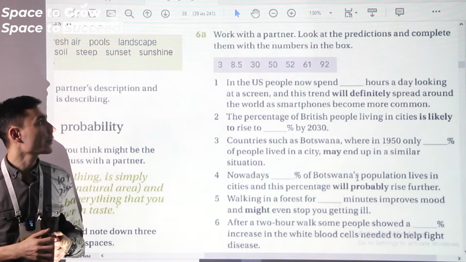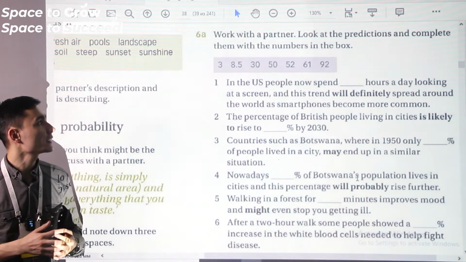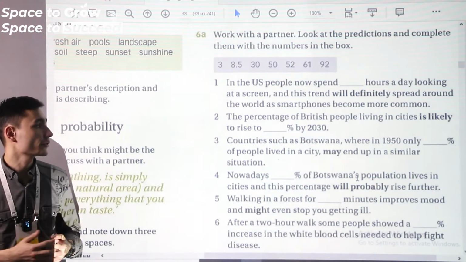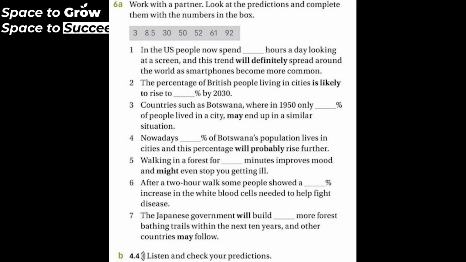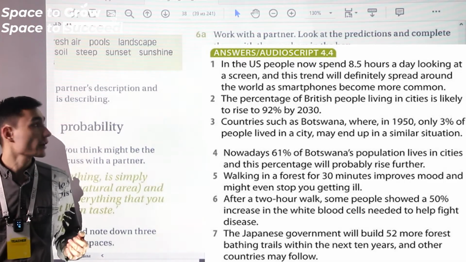Exercise 6A. Work with a partner, look at the predictions and complete them with the numbers in the box. Pause the video and try to fill these gaps on your own in a written form. And now let's check the answers.